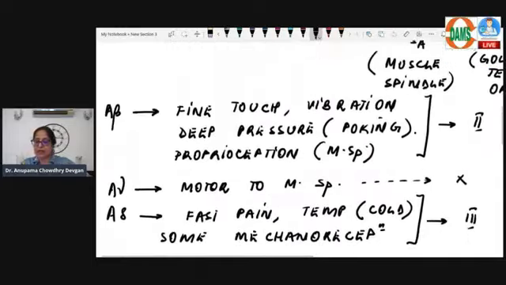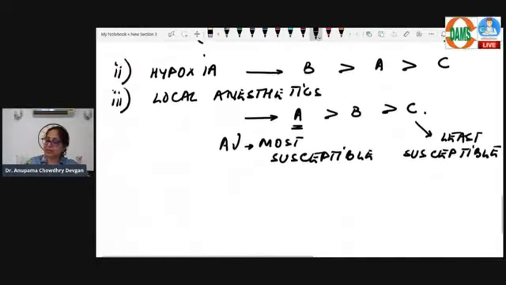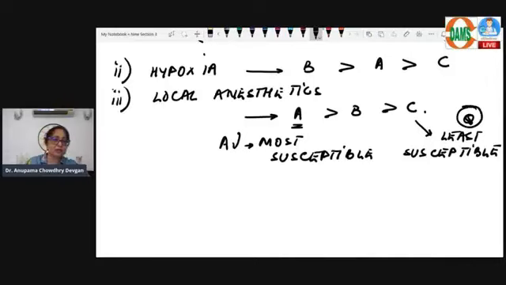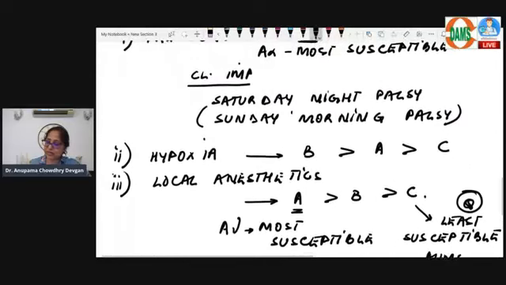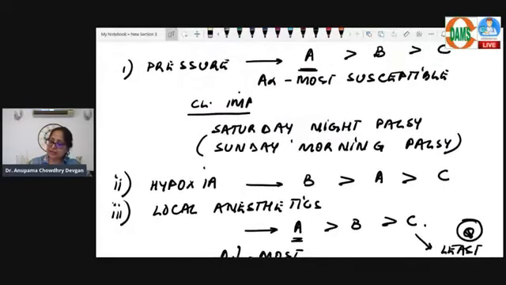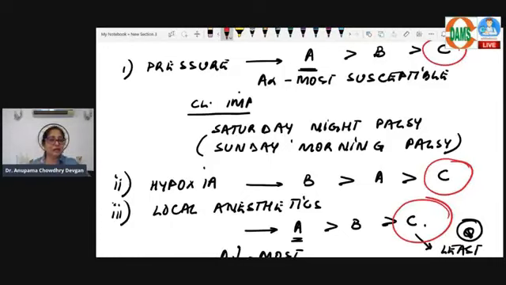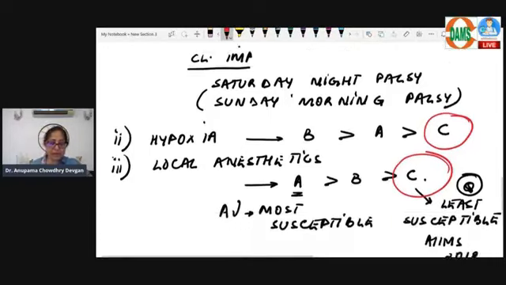Now, this is the susceptibility of the nerve fibers. By the way, least susceptibility to local anesthetic, this was asked as an AIIMS question in 2018, right? Least susceptible to local anesthetics is type C. Now, 2-3 important points before we move on. So if you can see this, C fibers are the least susceptible to pressure. They are the least susceptible to hypoxia. They are also the least susceptible to local anesthetics. Have you understood? So they're least susceptible to all three, right?